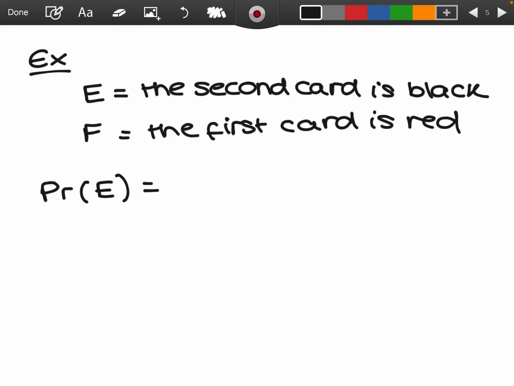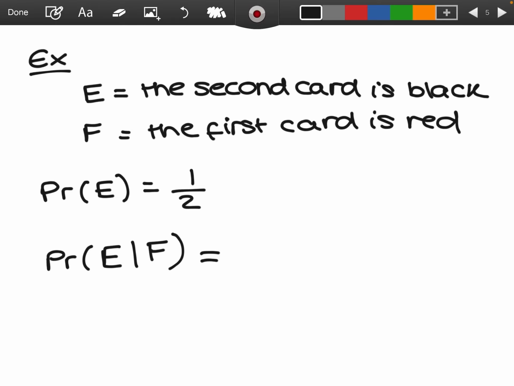Let's look at this to show mathematically that these are not independent. Probability of E. Okay. I'm ignoring the fact of what's happening with F right now. I am just looking at what is the probability of E happening. Okay. The probability that a card is black is 1/2. Now I want to look at what's the probability of E happening given that F has happened. So I know that the probability of drawing a black card is 1/2. Now what's the probability that that card is black given that I know that my first card was red?